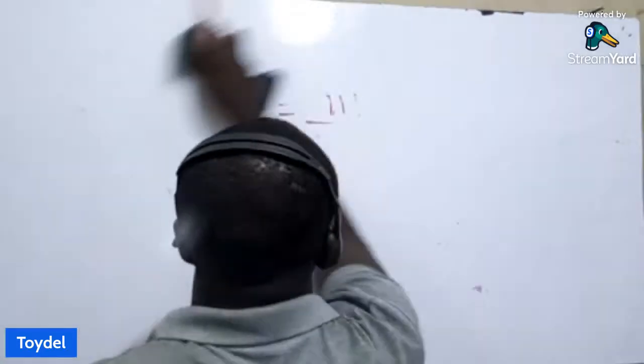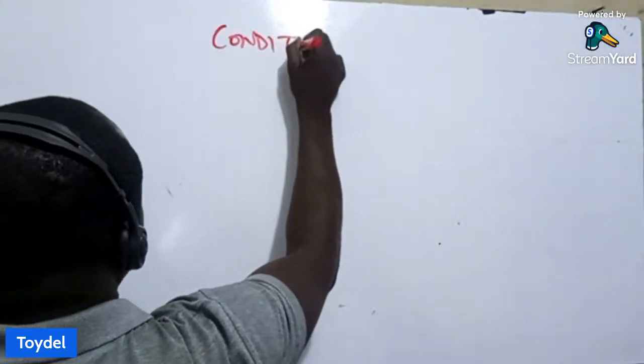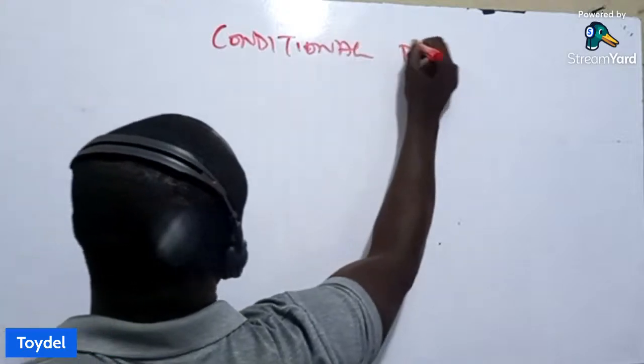And the last concept that we are going to talk about under permutation is conditional permutation.